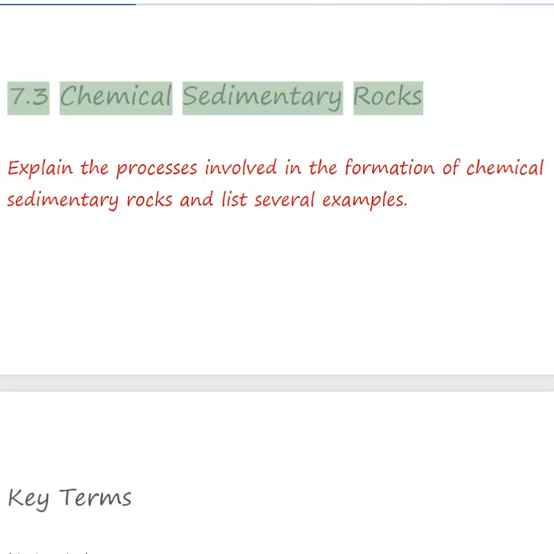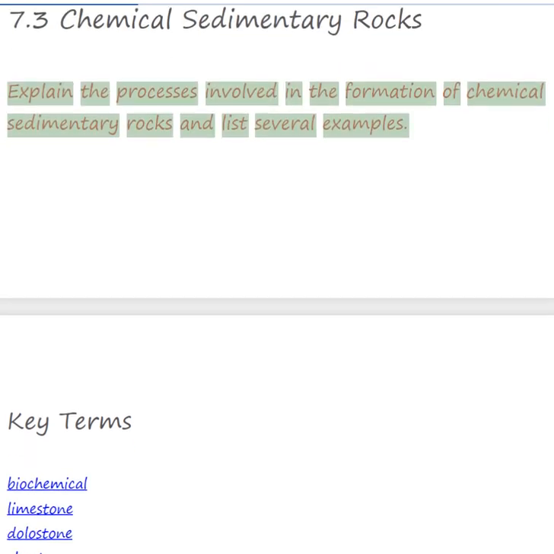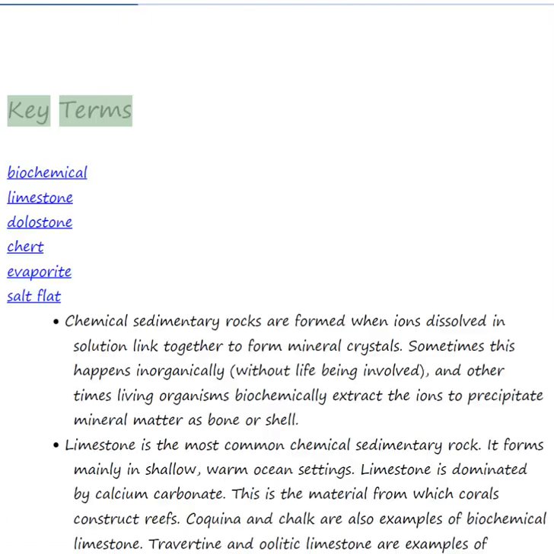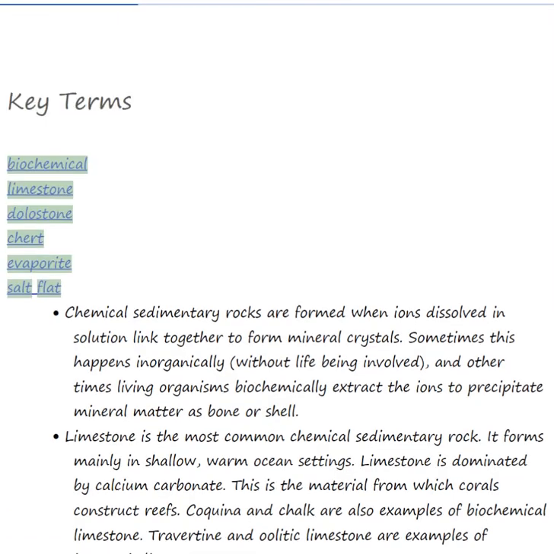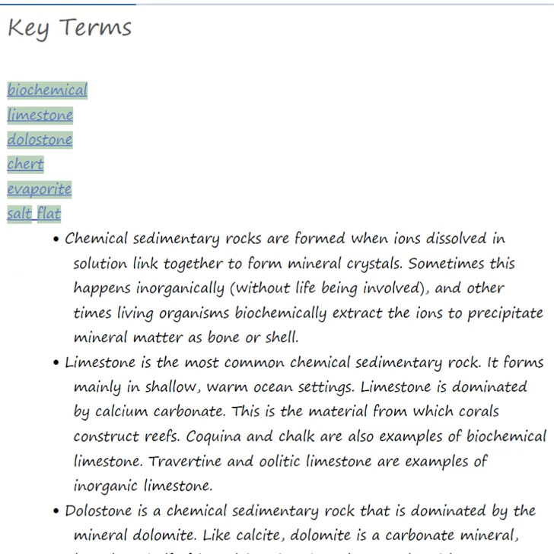7.3 Chemical sedimentary rocks. Explain the processes involved in the formation of chemical sedimentary rocks and list several examples. Key terms: biochemical limestone, dolostone, chert, evaporite, salt flat.